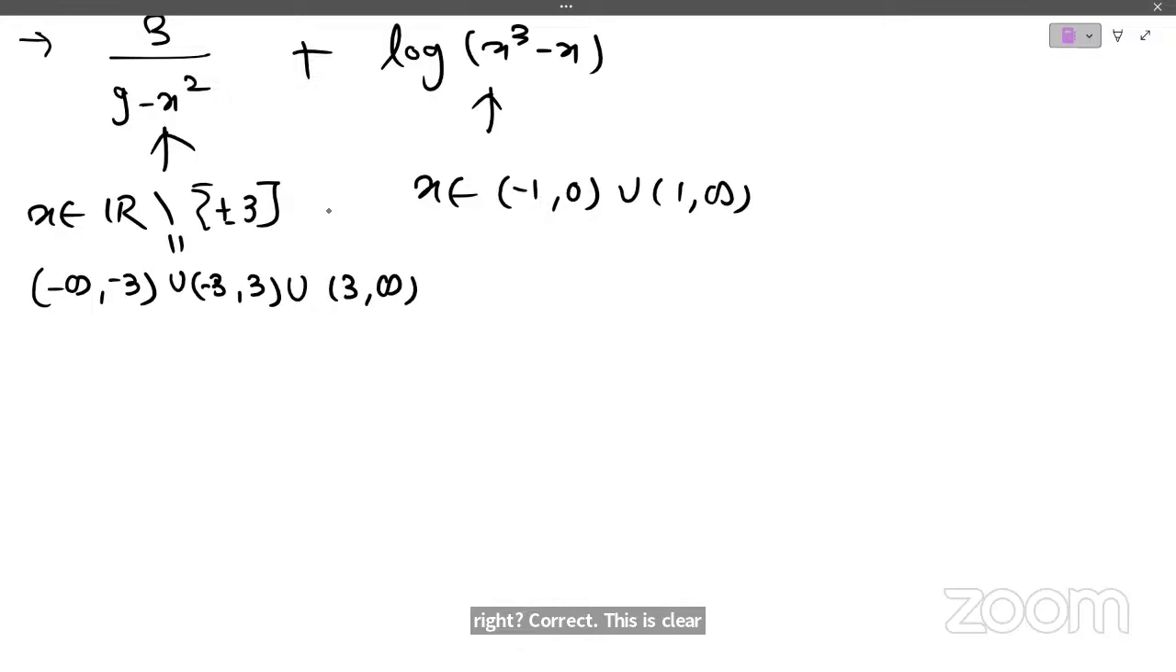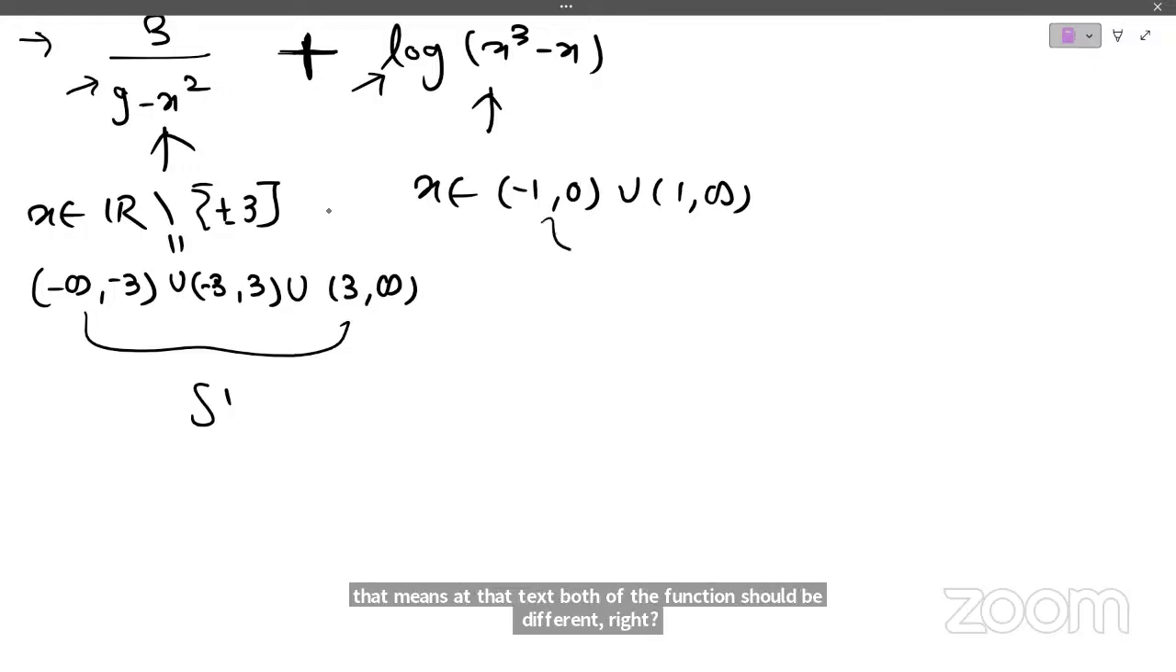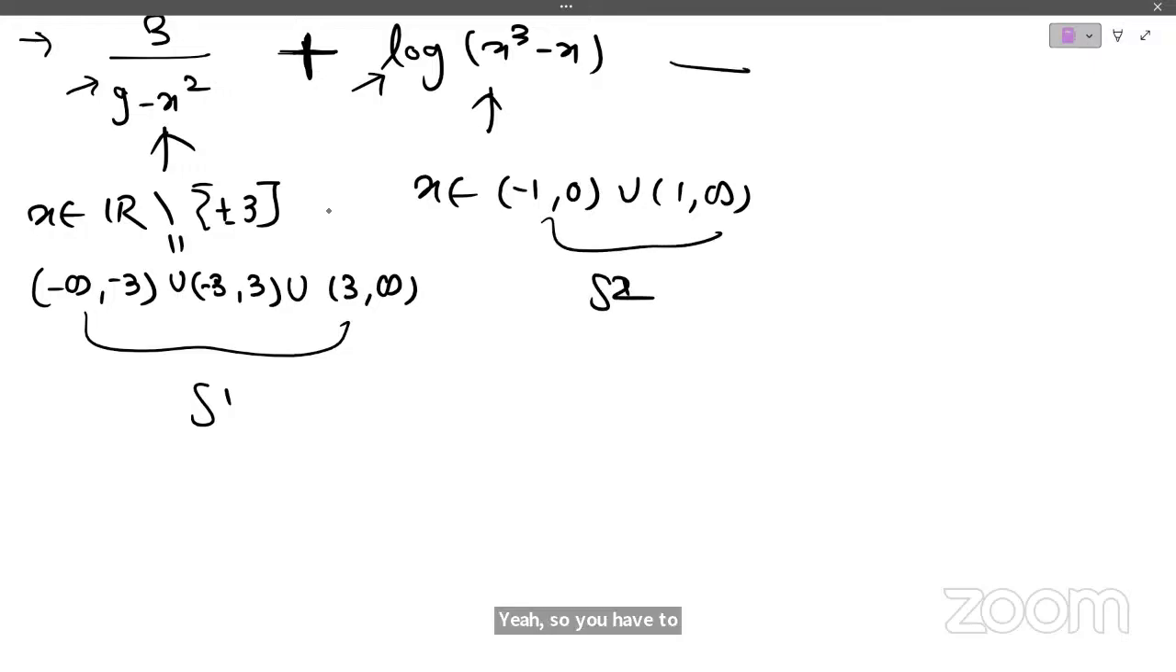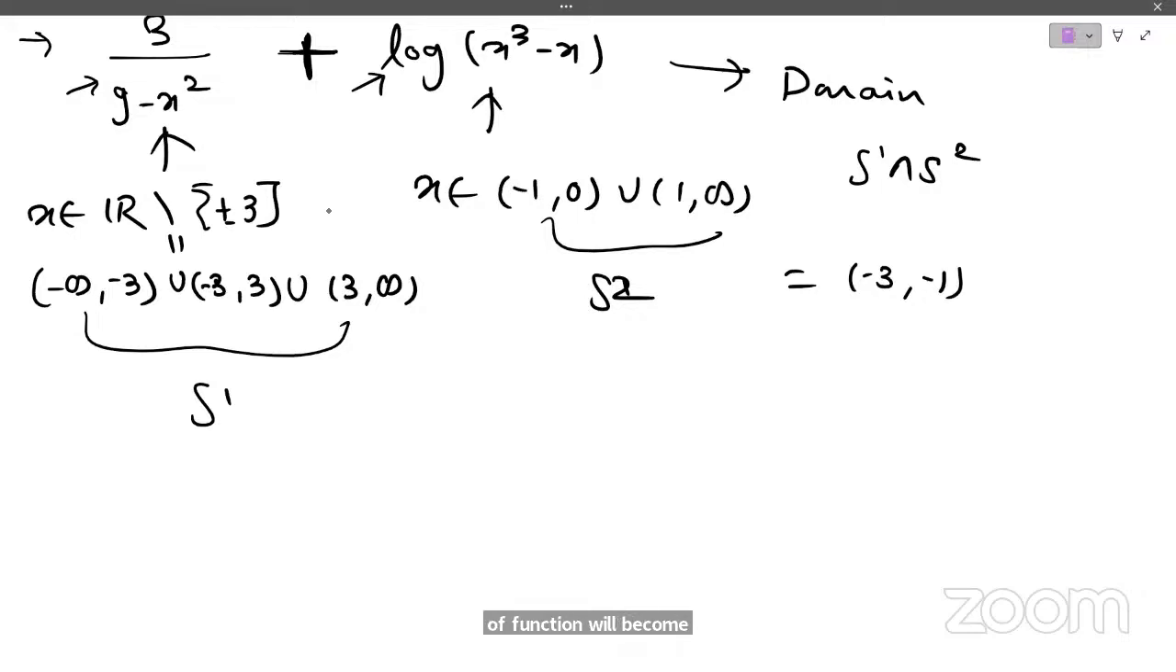Whenever you have to find the domain of a sum, if you put an x, you will put that x in this function and also in this function. So at that x, both of the functions should be well defined, right? So you have to take the intersection of these two sets. This is your S1, this is your S2. So the domain of the function will become S1 intersection S2. Will it match your answer or not? What will be the domain? Yeah, but I was not able to find the right intersection.